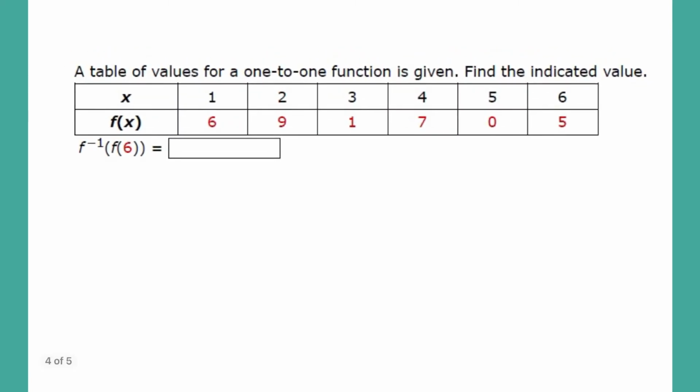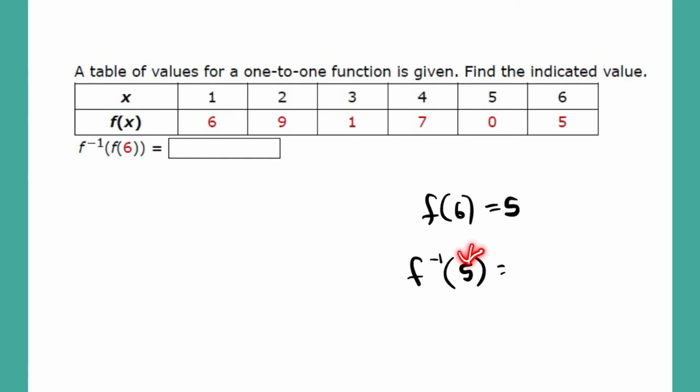All right, so for this one, there's a couple ways we can do this one. Let's do it this way. So we have a table. So ignore this for now. Let's just figure out what f of 6 is. So when x is 6, what is f of 6? Here's x equals 6. The function is 5. So f of 6 is 5.